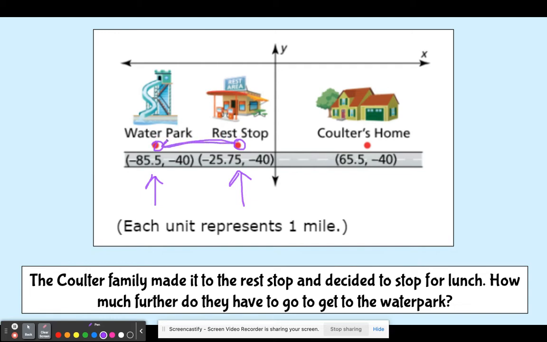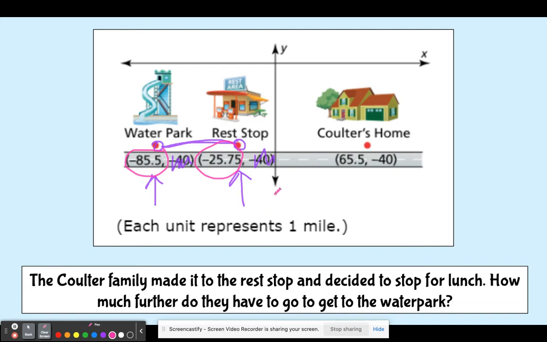Can I bunny hop? No. Okay, so let's look at the coordinates they gave me. You got to find the matching numbers and mark them out. Which numbers match? The -40s. So I don't want those. So I have to do something with these two numbers.